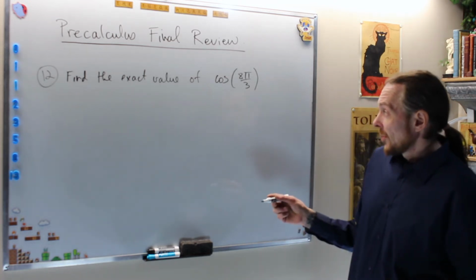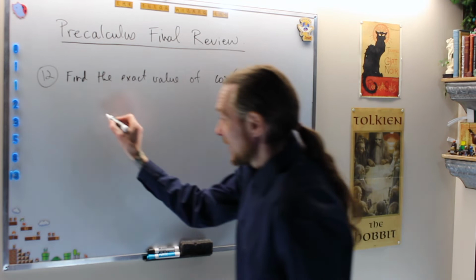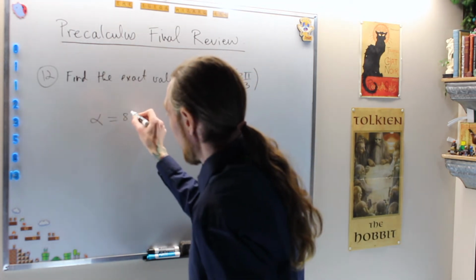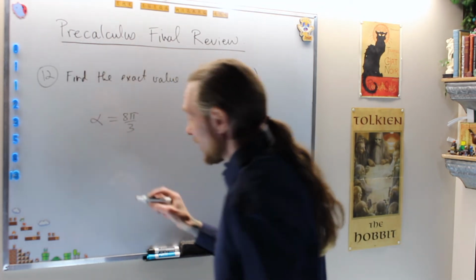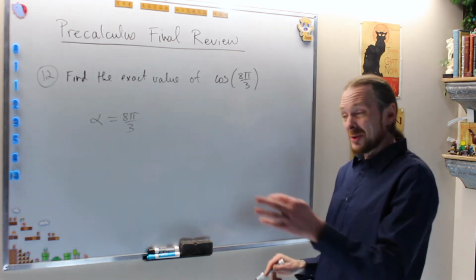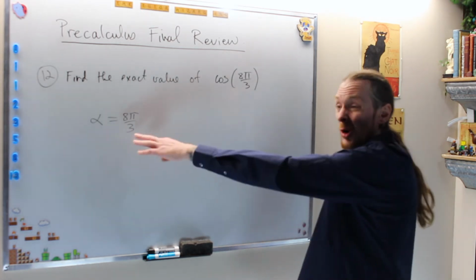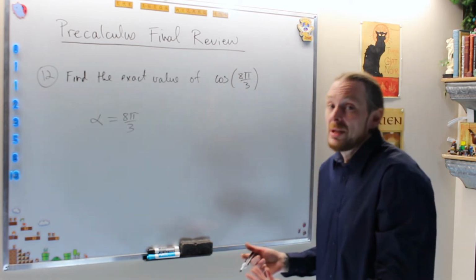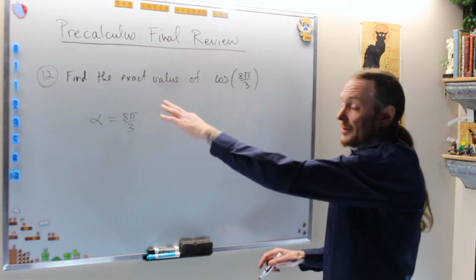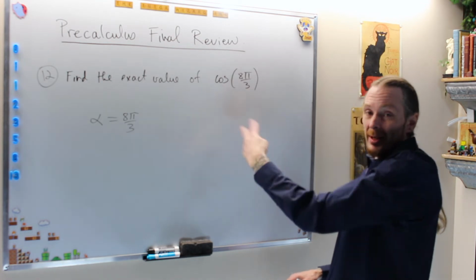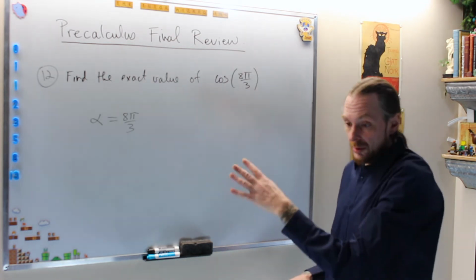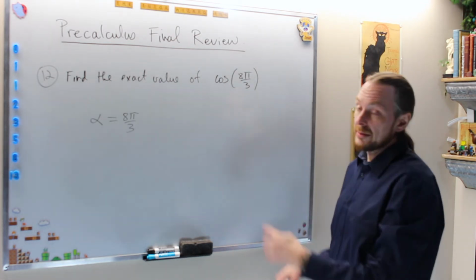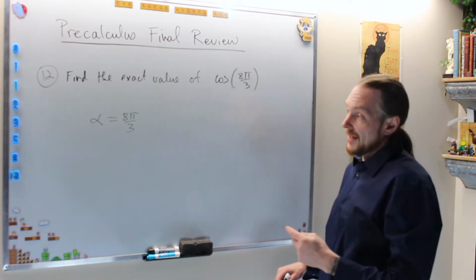8 pi over 3. What I do with this is first I call the angle alpha, which is 8 pi over 3. The first thing we want to do is cut off excess revolutions so I can find an angle theta, which is coterminal to alpha, which means that they'll have the same trigonometric ratios and exact values, but theta will now be on the unit circle, and you can use the unit circle and the CAST rule, or whatever we're going to use, I'll show you in a second, to calculate the exact value of this.